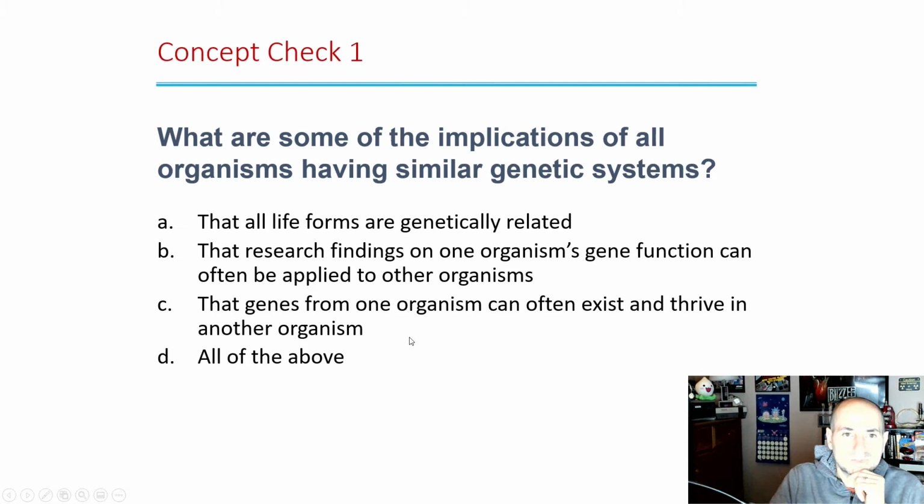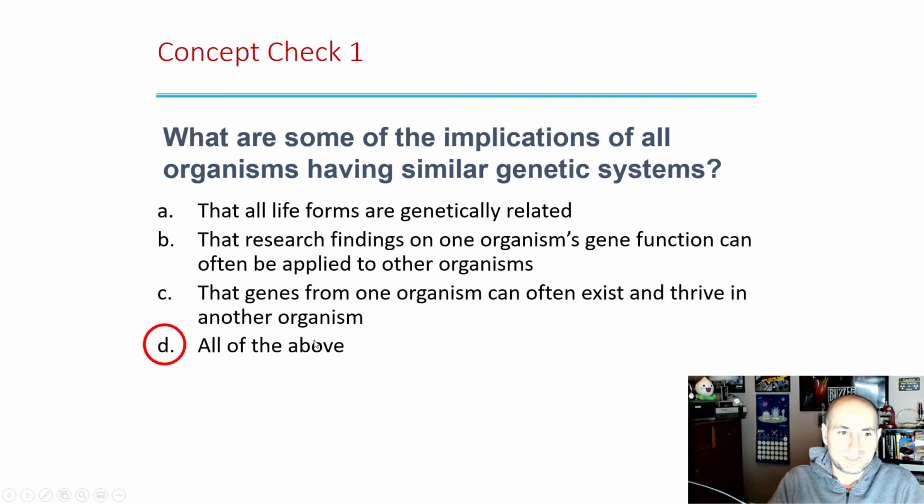So here's a concept check question. What are some of the implications of all organisms having a similar genetic system, besides the one I just told you about, where you could stick a gene from one organism into another? But let's look at it. A, that all life forms are genetically related. What do you think? I would say yes. That research findings on one organism's gene function can often be applied to another organism's. Exactly, yes. That genes from one organism can often exist and thrive in another organism. Again, yes. So the answer would be D, all of the above.